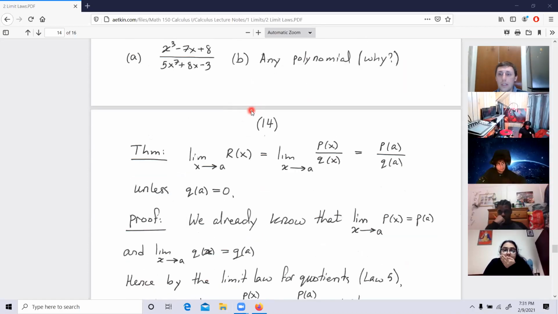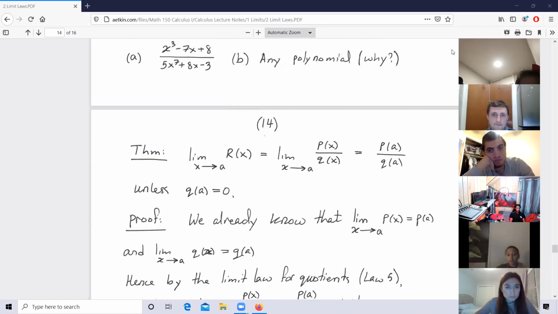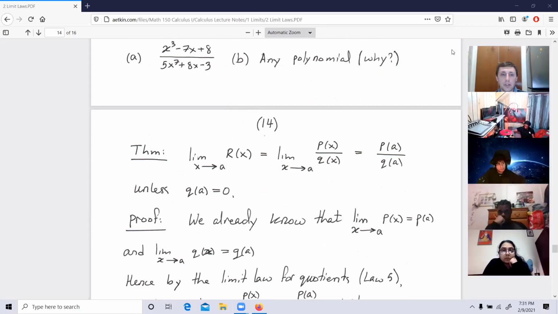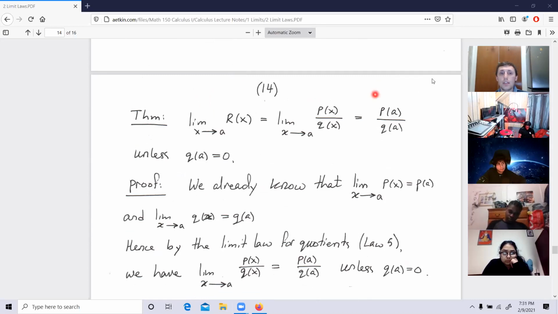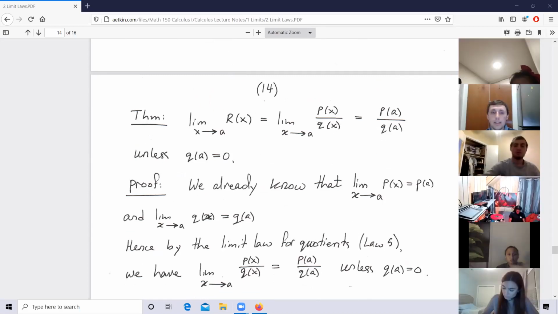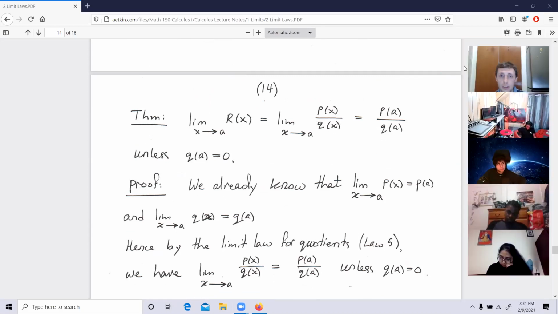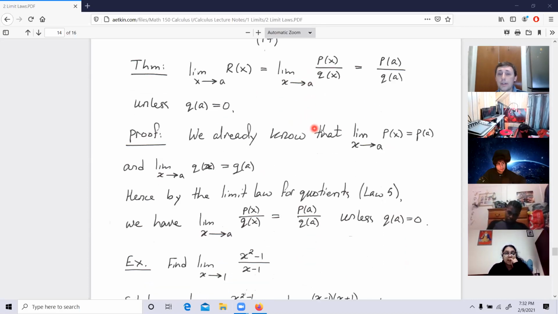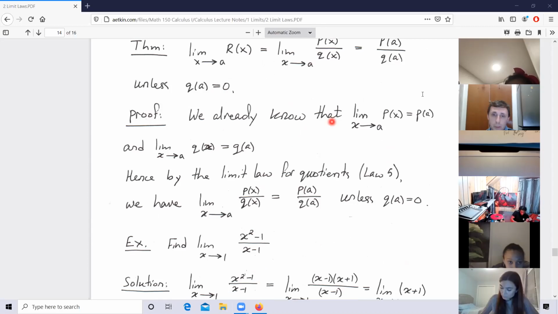So now we can describe limits. So, limits of rational functions. It is true, guys, that a limit of a rational function is always just you can plug in the numbers just like you did with polynomials, unless the denominator is equal to 0. And the reason is very simple. Limits of polynomials are very simple.